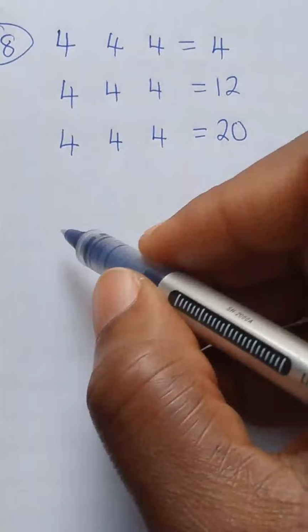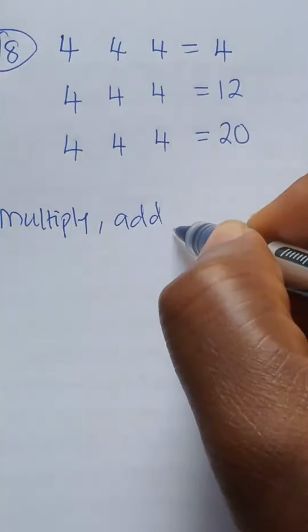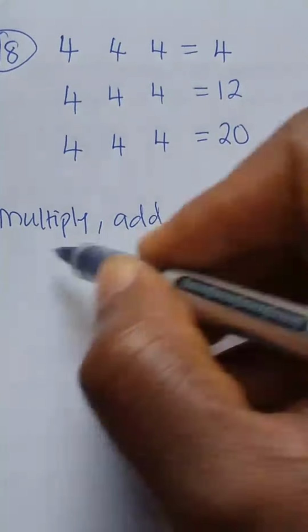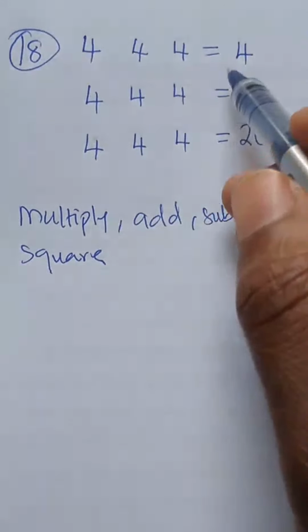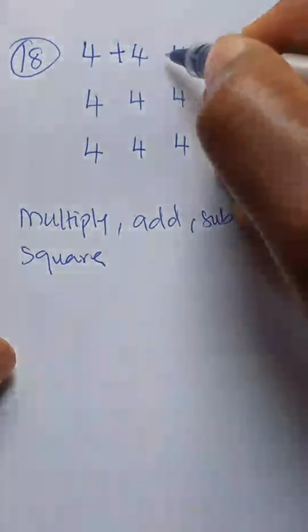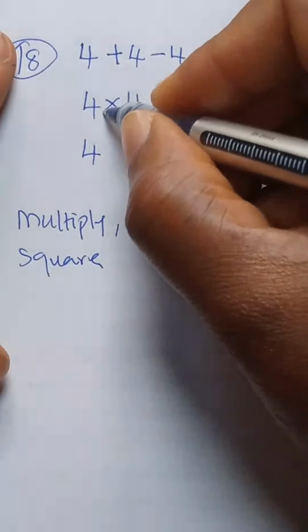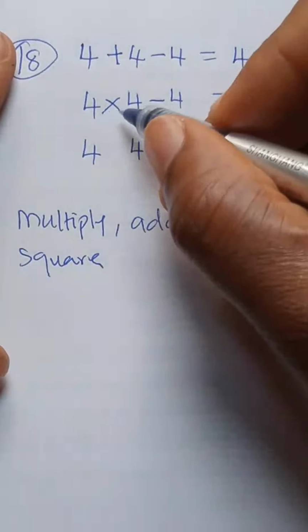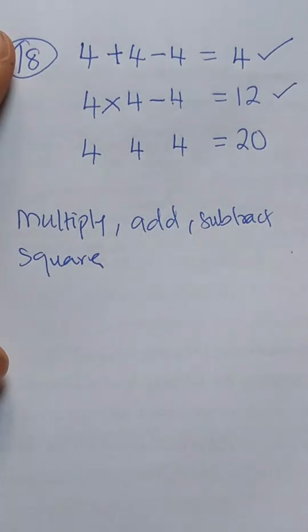Now, what you're going to do is tell me the operations you put here to get this solution. All right, let me tell you what you can do. You can multiply, add, subtract, square. You can do any basic operation on this. So let's start from here. If we do 4 plus 4 minus 4, 4 plus 4 is 8. 8 minus 4 is 4. So this is correct. If we do 4 times 4 minus 4, 4 times 4 is 16, 16 minus 4 is 12. You can even do 4 plus 4 plus 4, which will still give us 12, all right?